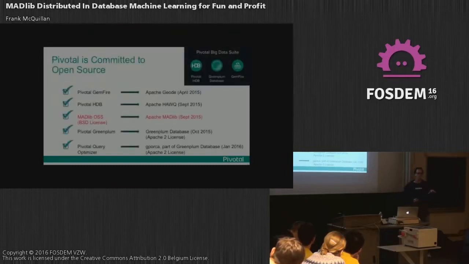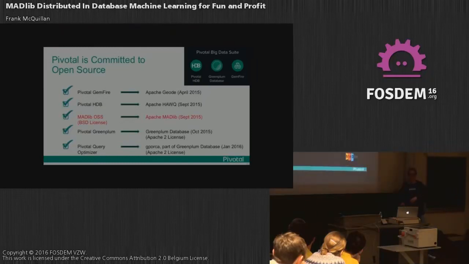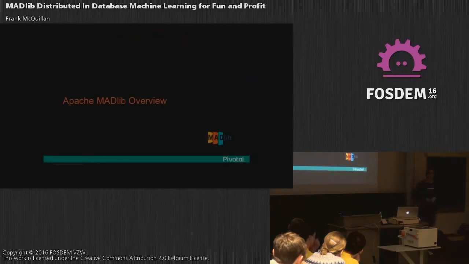So Pivotal has taken that to heart, and effectively all of the commercial products that were developed through Greenplum, including Greenplum Database and the SQL on Hadoop product, have all been open sourced in the last year or so. So all of the commercial data products have been open sourced. Okay, so that's a little bit of history of MADlib and where MADlib comes from.